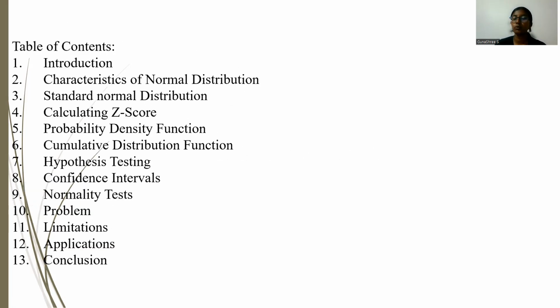In the table of contents, there is the introduction and the characteristics of normal distribution, standard normal distribution, what is z-score and how to calculate it, probability density function and cumulative distribution function, hypothesis testing, normal test, and there is one problem related to the normal distribution topic. What are the limitations and applications?